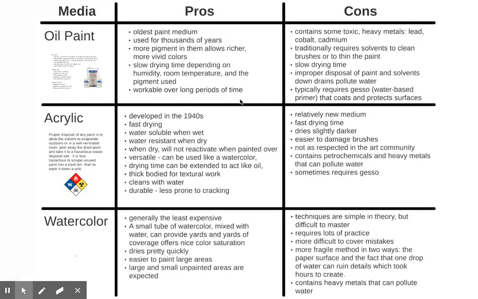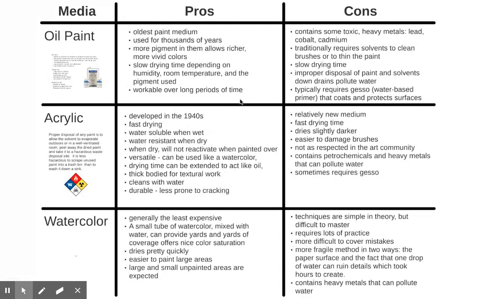Okay, and lastly, watercolors. It's generally the least expensive. They come in tiny tubes and you really don't need a lot of it. A small tube of watercolor mixed with water can provide yards and yards of coverage. It offers nice color saturation. It dries pretty quickly, and it's easier to paint large areas with watercolor because you can thin it out and you can use a giant wash brush.